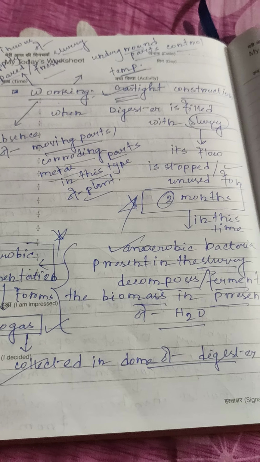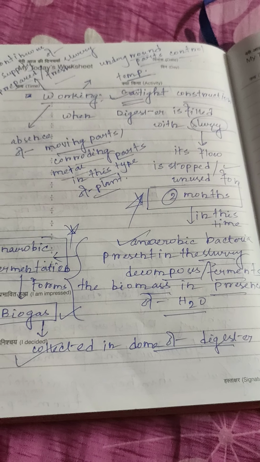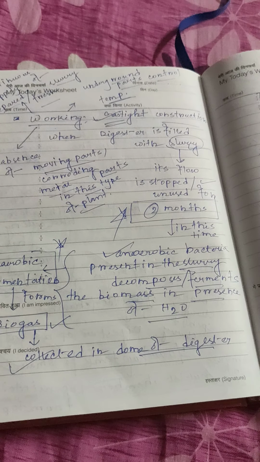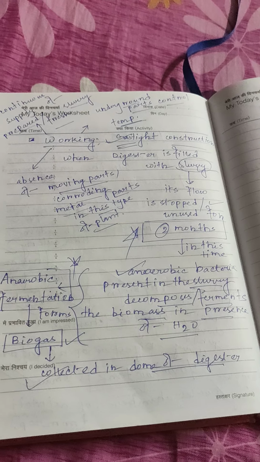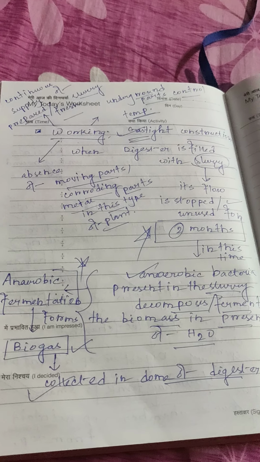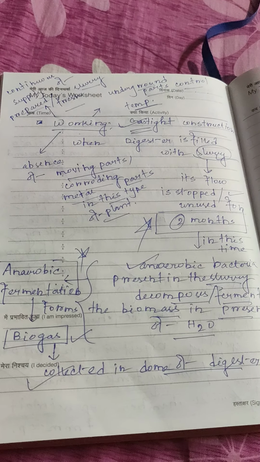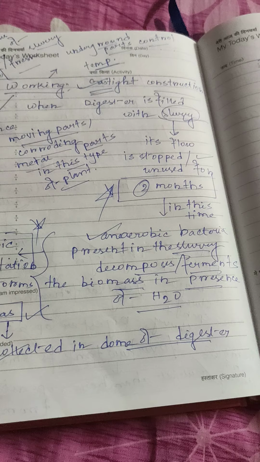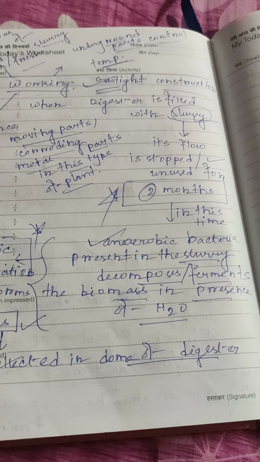So when the digester is filled with slurry, its flow is stopped or unused for 2 months. In this time, anaerobic bacteria present in the slurry decompose or ferment the biomass in presence of water. It is called anaerobic fermentation, which forms the biogas. Biogas is collected in the dome of the digester. Its working is in the absence of moving parts or corroding metal parts. So no corrosion damage.